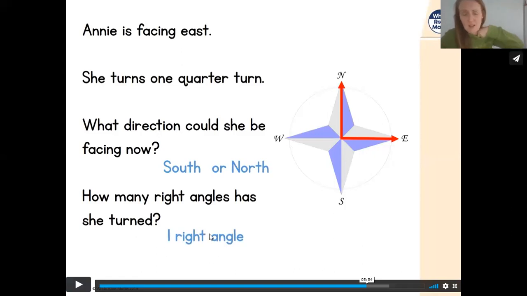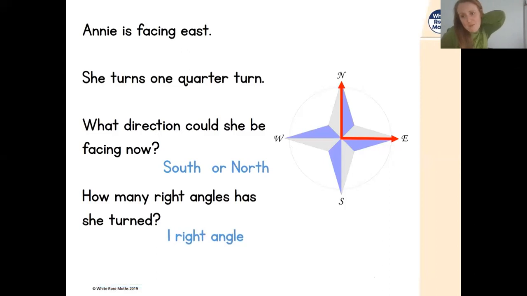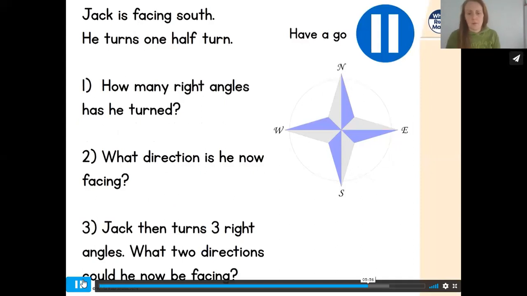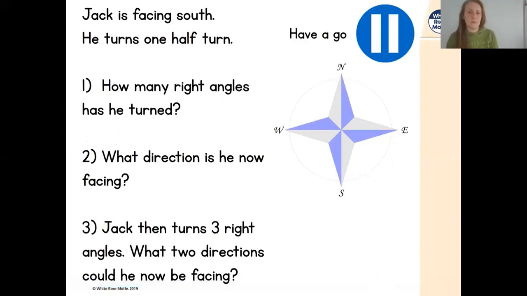Now, the degrees are something you will learn more about in year 4. We'll touch on it a little bit tomorrow, very, very briefly, but it really isn't needed until year 4. It's just good to know a little bit in advance. Using the compass points there, have a go at answering those 3 questions about Jack.